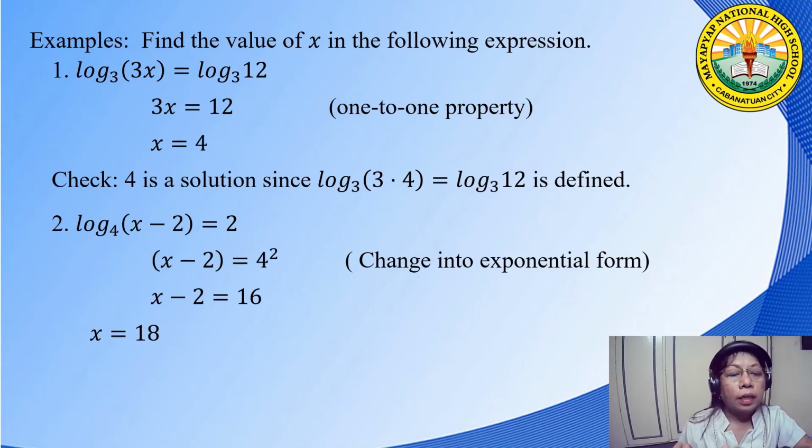And then again you may check. We have logarithm of 18 minus 2 to the base 4 equals 2. So we have logarithm of 16 to the base 4 is equal to 2. So therefore x equals 18 is correct.